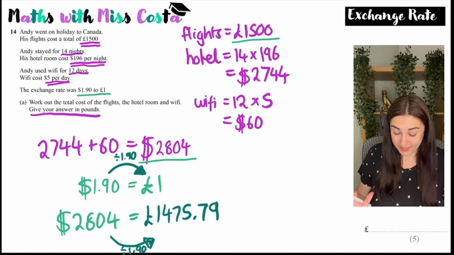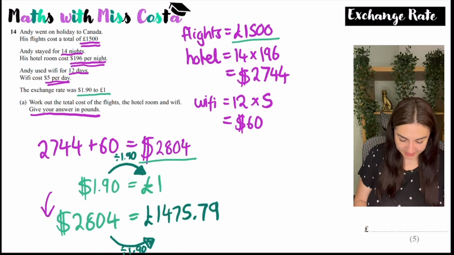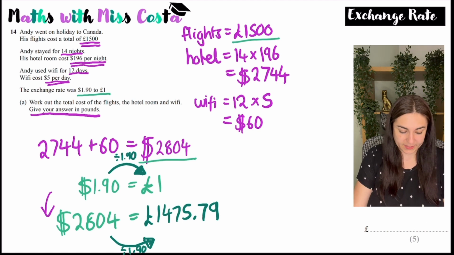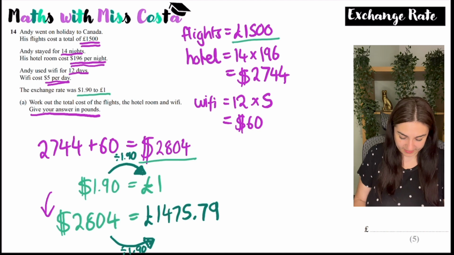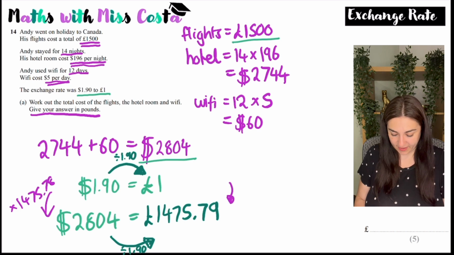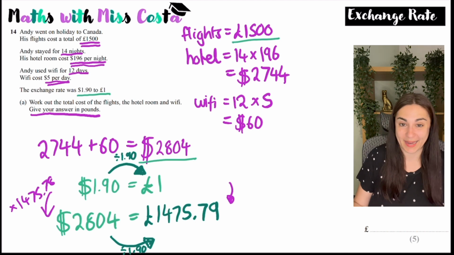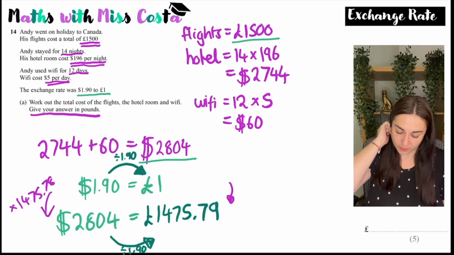So the complicated way is you could have said to yourself, okay, what is 2,804 divided by 1.9? That is 1475. So you know that you need to times this by 1475.78 to get to dollars. So therefore you would have times this as well. You end up with the same answer. It just depends which method you prefer.